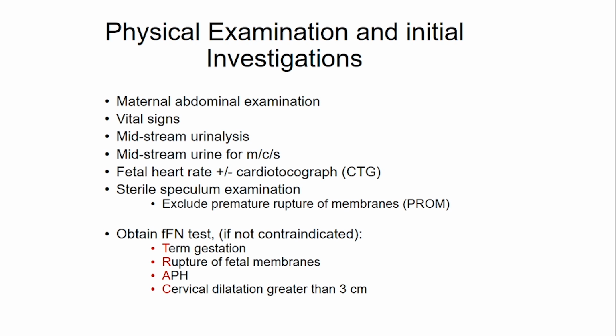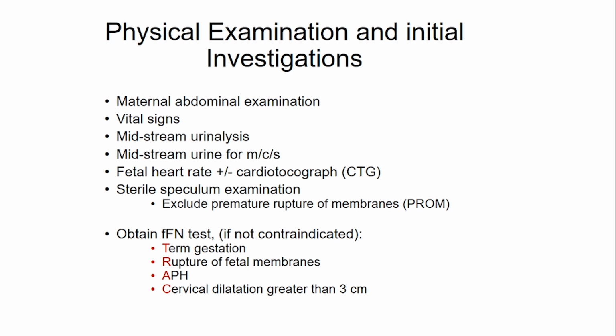However, it is not in all cases of preterm labor that fetal fibronectin tests are applicable. In fact, it is contraindicated in 4 conditions. When you have a term gestation, it is superfluous to be doing fetal fibronectin tests. If you have confirmed rupture of fetal membranes, it is not of clinical importance doing the fetal fibronectin test. If you have antepartum hemorrhage or cervical dilatation greater than 3 centimeters, which in most instances equates to active phase of labor, you wouldn't need to do it.